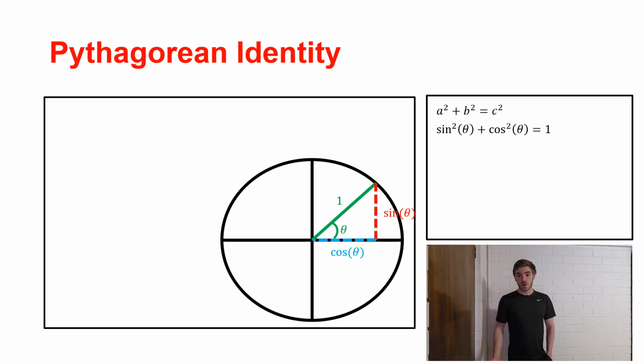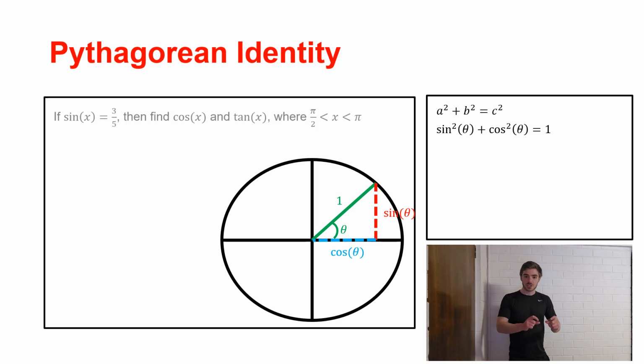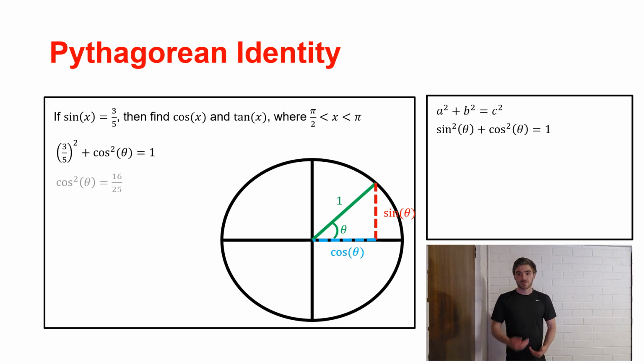Why does this matter? Well, consider the case where you only know one circular function out of the 3 of them. You can use the Pythagorean identity to find the other 2. In this example, we know that sine is 3/5. So all we're going to do from here is plug that into the Pythagorean identity and then just rearrange for cos.